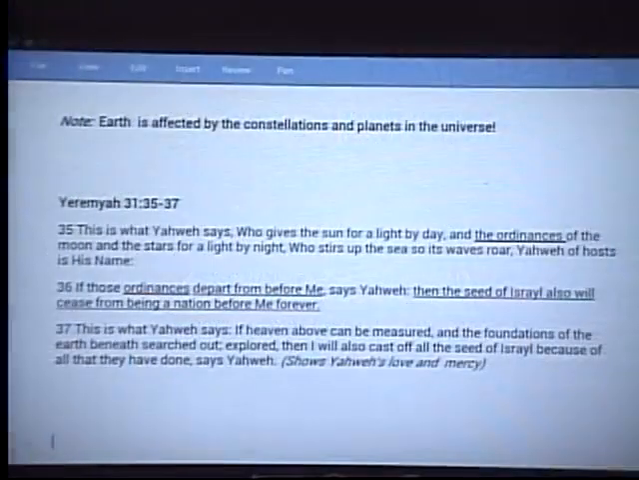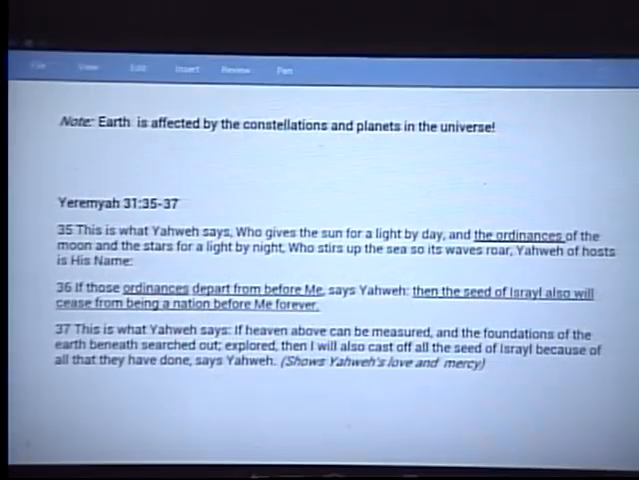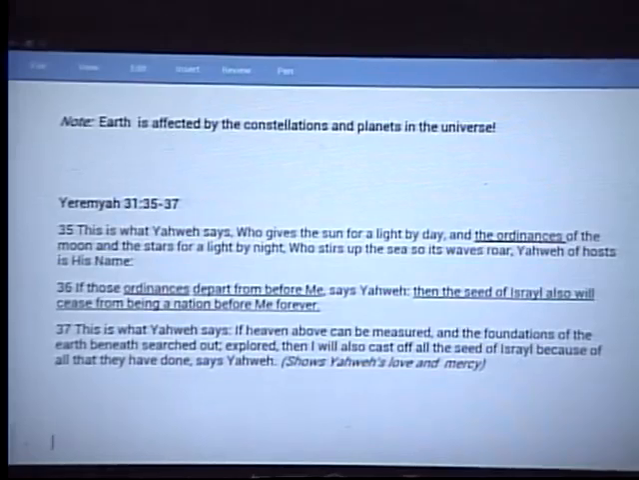Verse 36, he says, if those ordinances would depart from me, notice, if those ordinances depart from before me, says Yahweh, then the seed of Israel also will cease from being a nation before me forever. So these ordinances, these things that he has set in the heavens, have a direct influence upon us here on earth to sustain us. And if they would disappear, so would all life on earth. Okay? Because Yahweh made all this in the very beginning, as it talked about in Genesis.